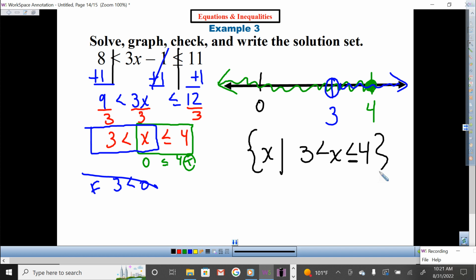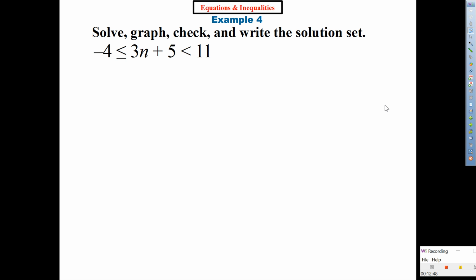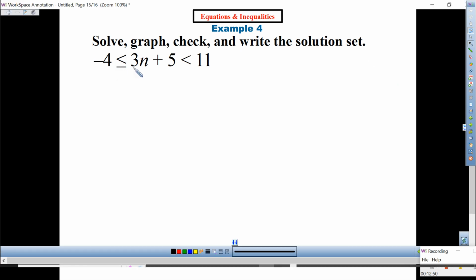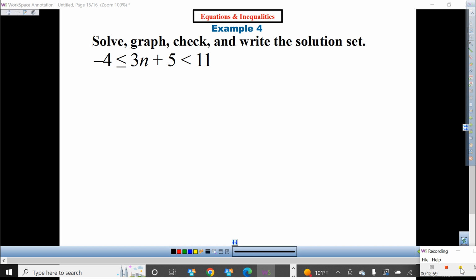Yes? Pretty good? All right? So I did one. Now you're going to do one by yourself. Yes? Let's see how you do with number 4. Copy this one. Example 4. All right. We got -4 less than or equal to 3n plus 5 less than 11. Copy that, and I'll give you some time for that one, and then we'll share with your neighbors. So give you some time. Copy and go.